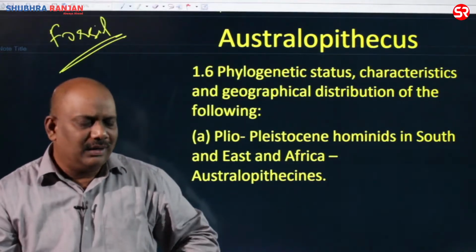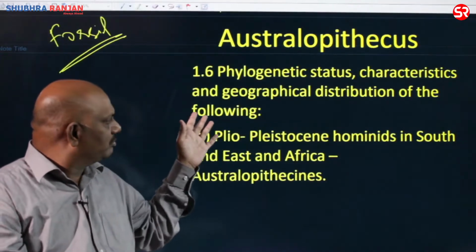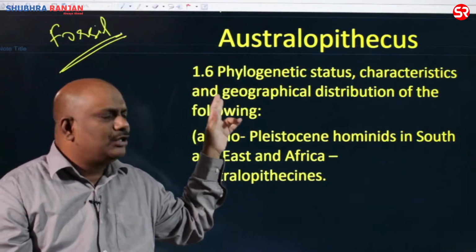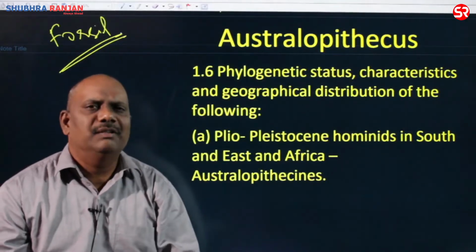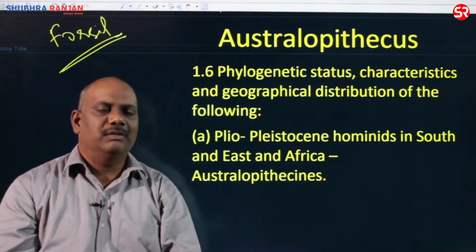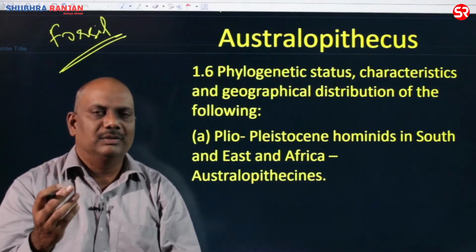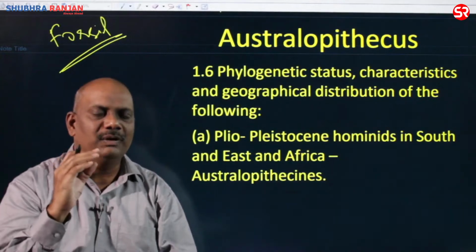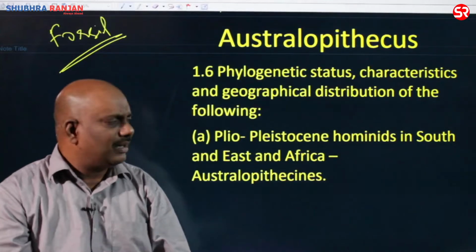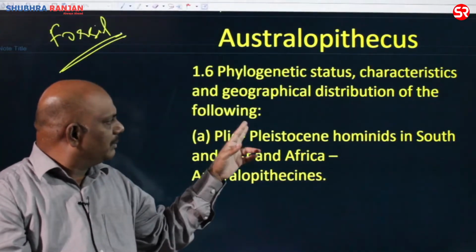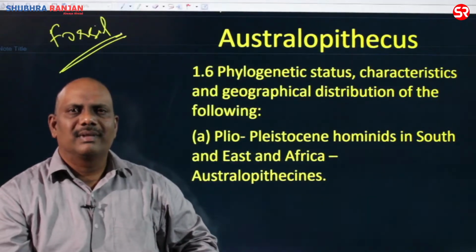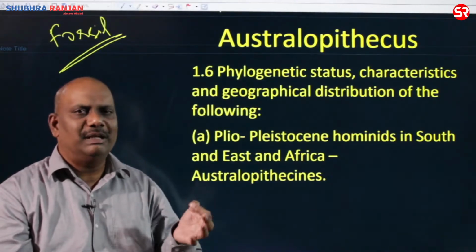Then after that, phylogenetic status, characteristics, and geographical distribution. Along with this, we should also discuss briefly the discovery of the fossil. That will give you a greater understanding. So along with this, we will also be discussing the discovery of these fossils. Then what are these terms? Pleistocene hominids. I hope all these terms are very new for you.